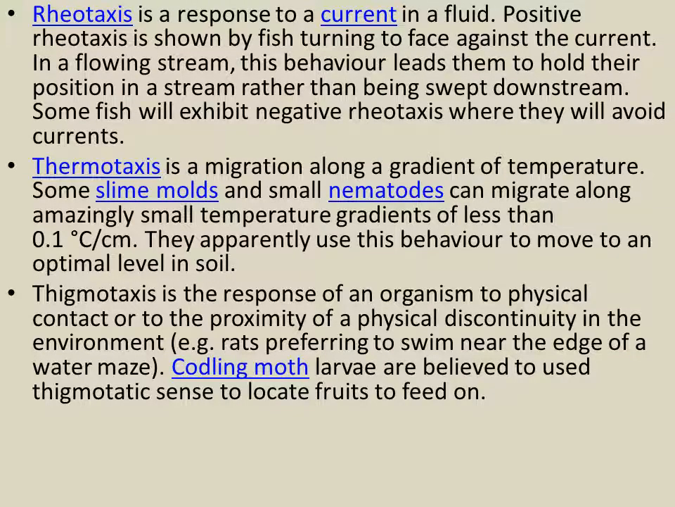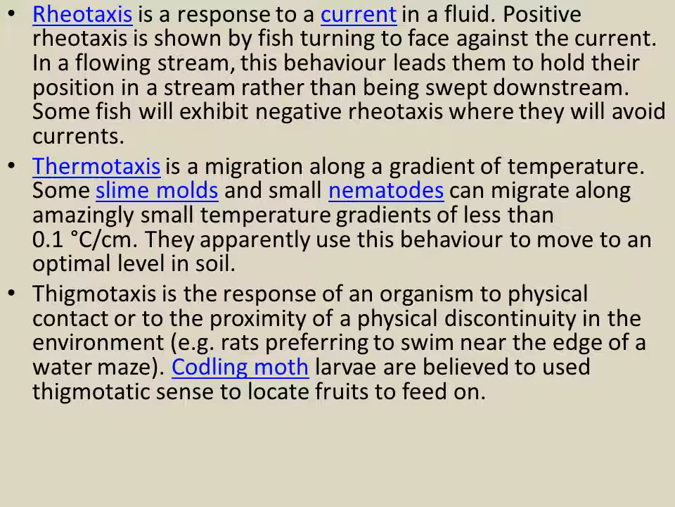Rheotaxis is a response to a current in a fluid. Positive rheotaxis is shown by fish turning to face against the current. In a flowing stream, this behavior leads them to hold their position in a stream rather than being swept downstream. Some fish will exhibit negative rheotaxis, where they will avoid currents. So these are the examples. You would think how this is going to be very effective. Yes, the fishes need this. They would be responding on the basis of the current.